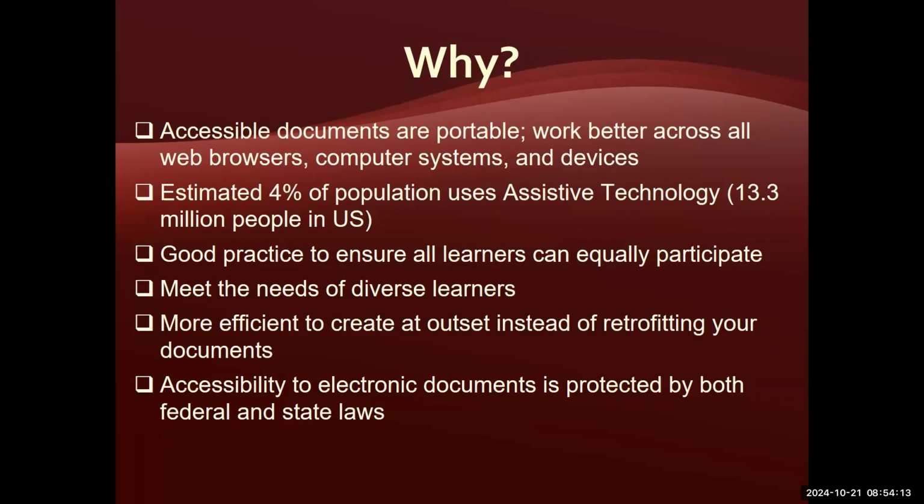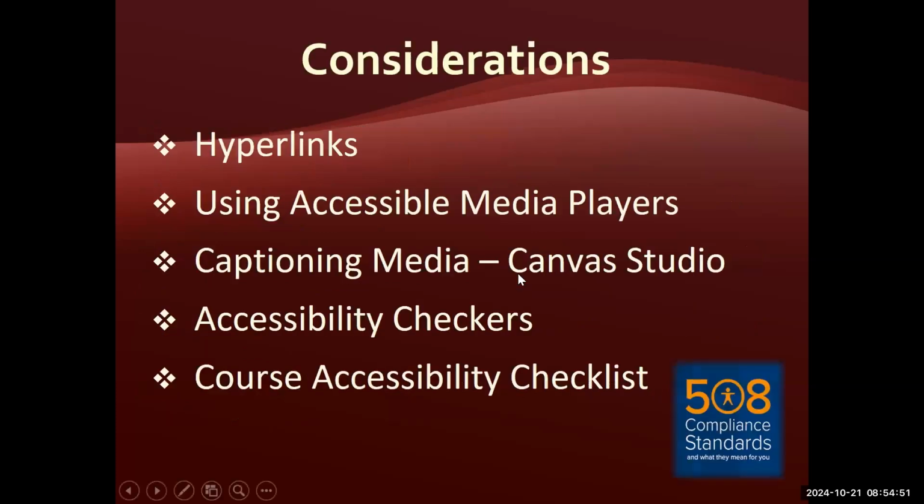And one of the biggest reasons is that accessibility to electronic documents, which is what everything is in Canvas essentially, and our website, is protected by both federal and state laws. And in recent years, there have been several high-profile and multi-million-dollar lawsuits filed against higher institutions of education. We have to also think it's not just the VCCS's responsibility. It's not just Reynolds' responsibility. It's the faculty member designing and teaching and delivering the course's responsibility to ensure our course is as accessible as possible. So let's talk about ways that we can do that as a continuation from Accessibility Part 1.